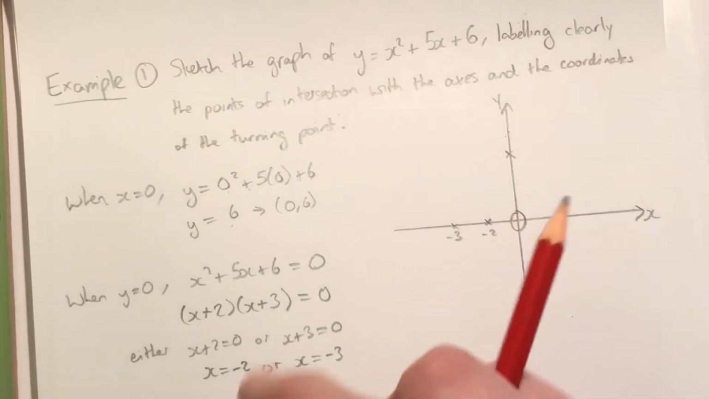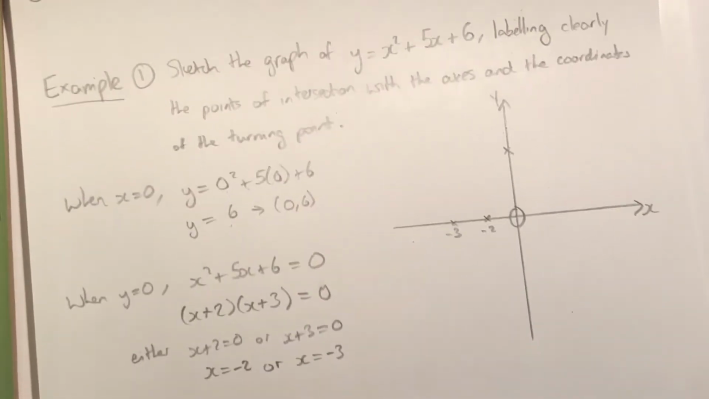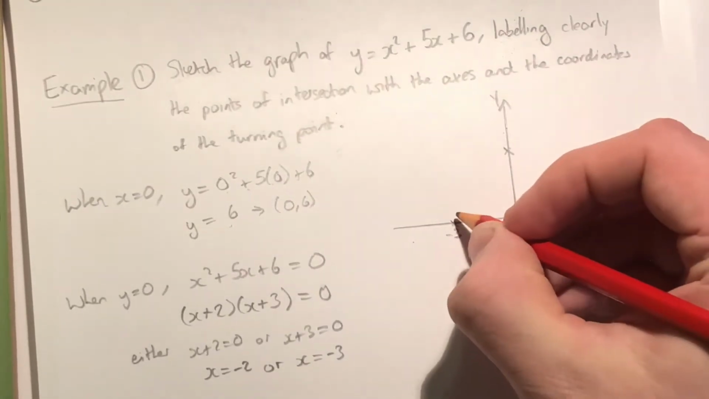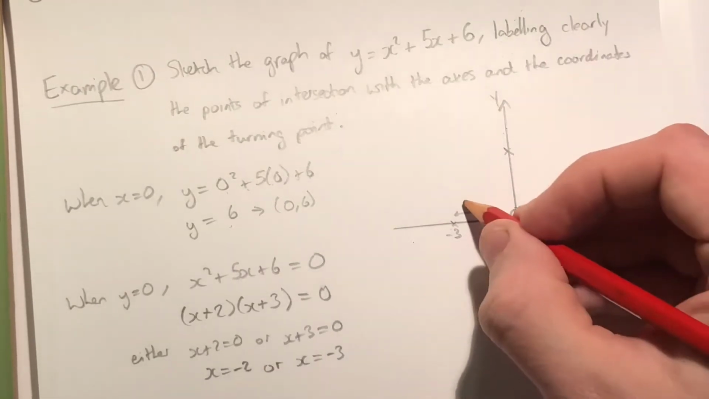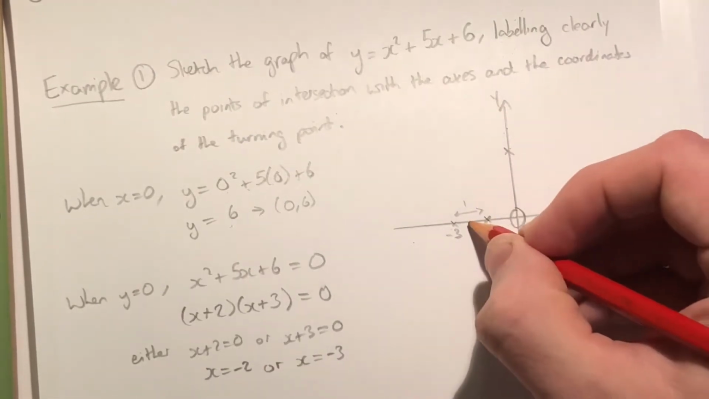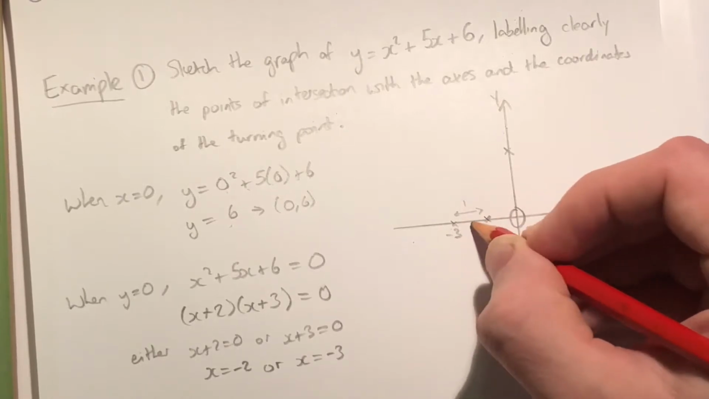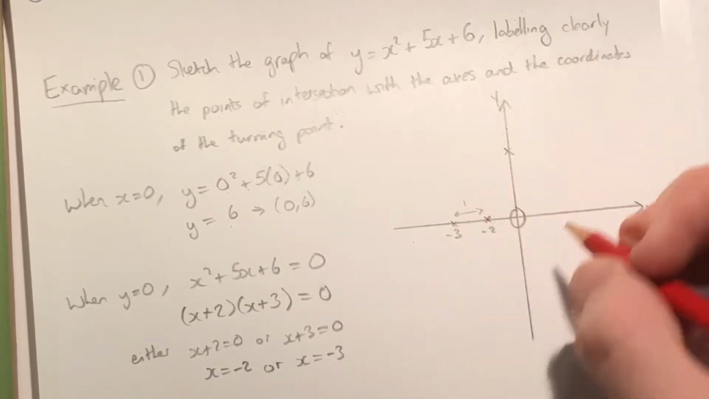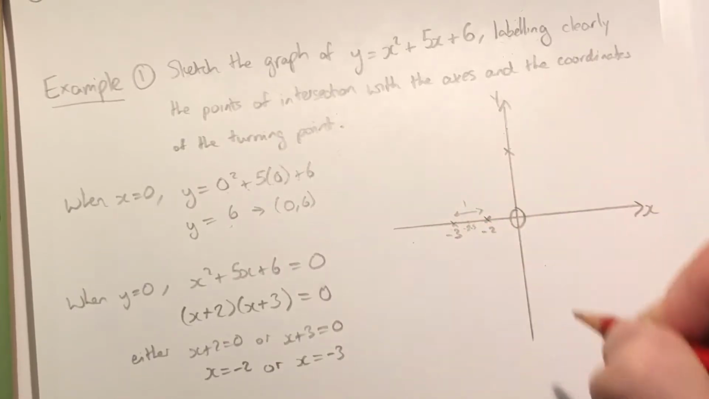Now, we have to work out what the turning point is next. That was the next little bit, find the turning point. There's 2 ways of doing this. We could say that the distance between here and here is 1. So our turning point would be halfway between these two. So it would be at half of 1, which is 0.5. So it should be somewhere around the minus 2.5 mark. So minus 2.5 would be in there.